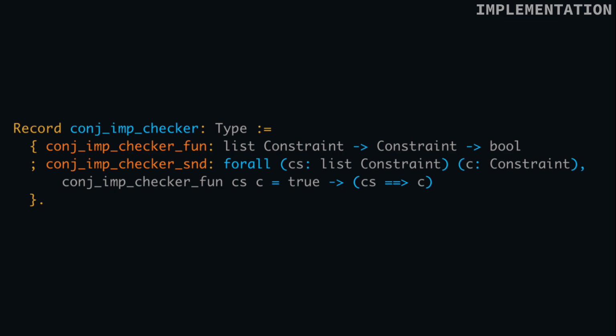A conjugate implication checker is a record type with two fields. The first field is a function that takes a list of constraints, which we will call our hypothesis, and a constraint, which we will call our thesis, and returns a Boolean. If this Boolean is true, then it must be true that the hypothesis implies the thesis. And this condition is actually encoded as the second field of our type.